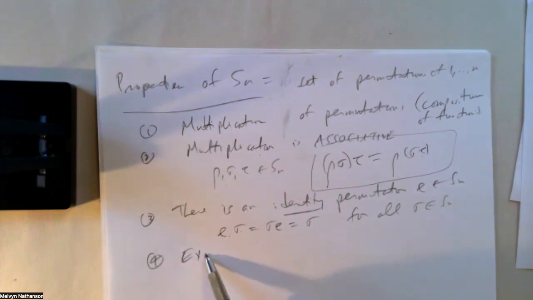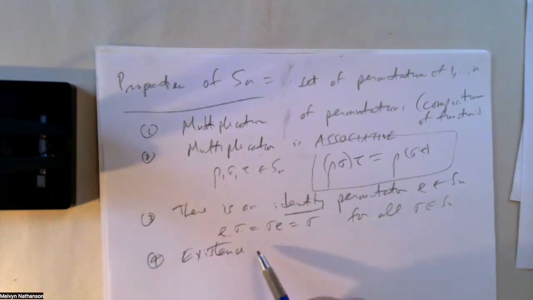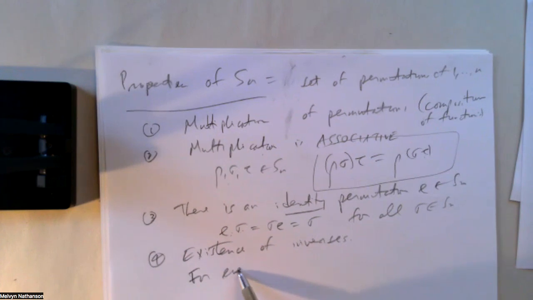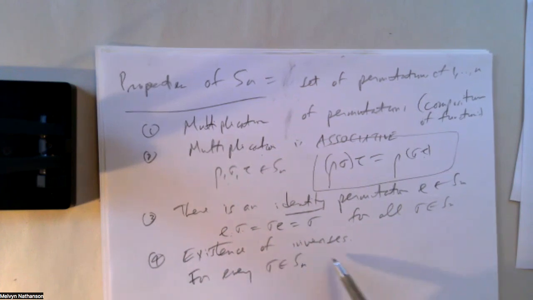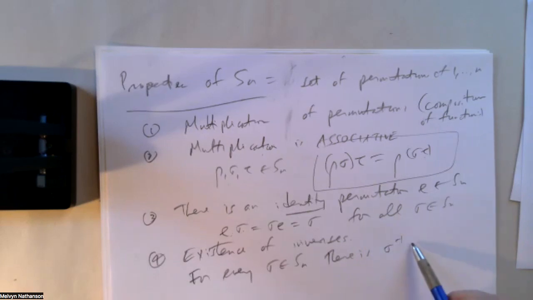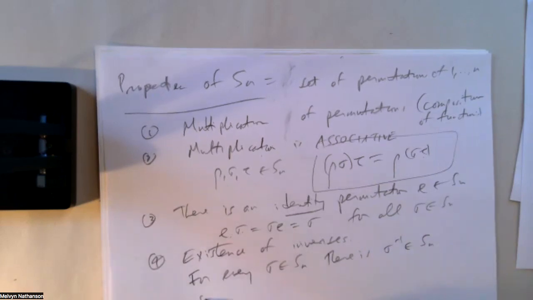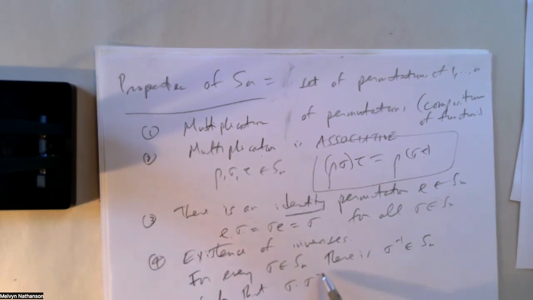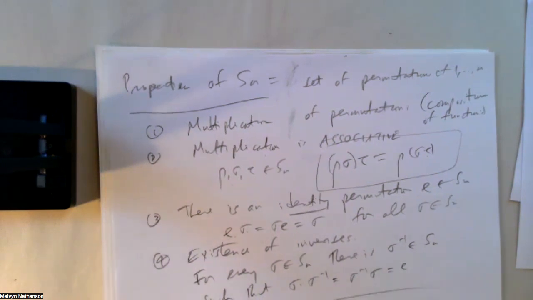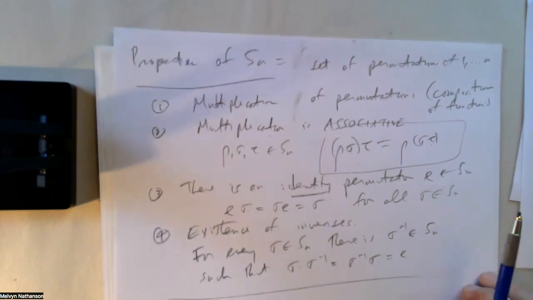And the fourth property is, we might call it existence of inverses. For every sigma in Sn, there is a permutation sigma inverse in Sn, such that sigma times sigma inverse, or sigma inverse times sigma, they commute, is equal to the identity.